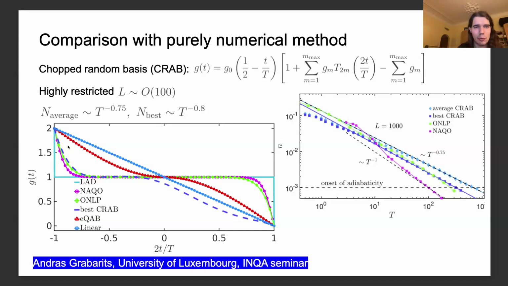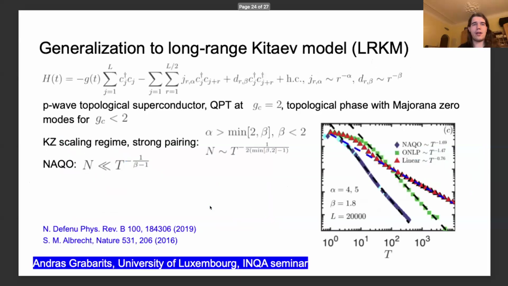Additionally, because it's a purely numerical search, the CRAB is not even symmetric. One doesn't require that, just to search in terms of all possible protocols expanded in this form. And then the extended quantum adiabatic brachistochrone is getting closer to the linear, which is the last one, which is the simplest one.